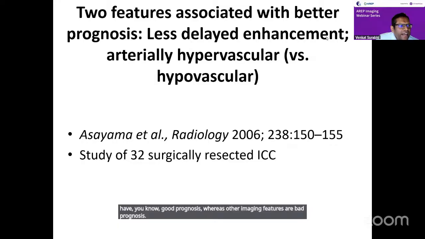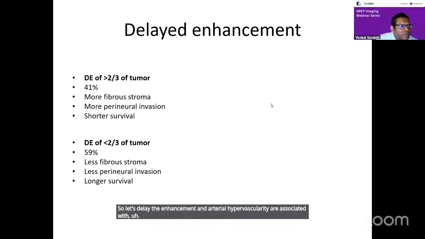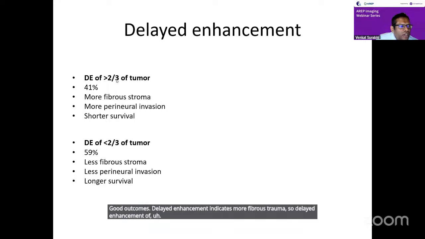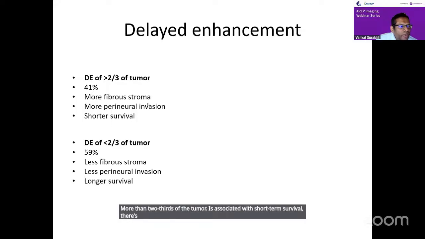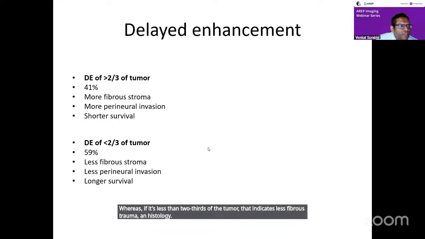So less delayed enhancement and arterial hypervascularity are associated with good outcomes. Delayed enhancement indicates more fibrous stroma. So delayed enhancement of more than 2/3 of the tumor is associated with shorter survival. There's more aggressive perineural invasion. Whereas if it is less than 2/3 of the tumor, that indicates less fibrous stroma on histology and longer survival.